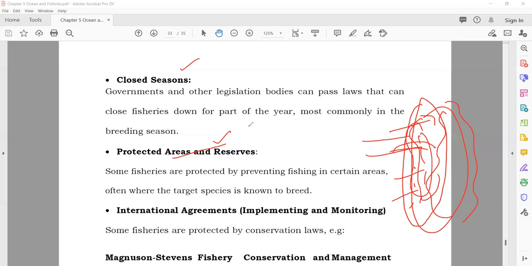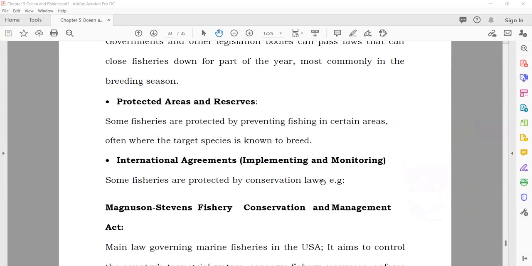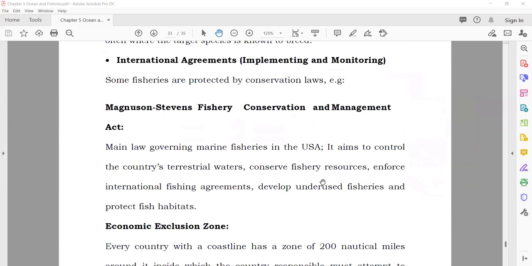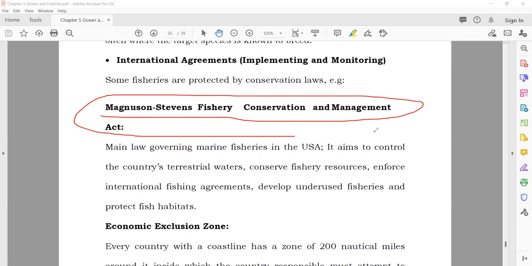This is one thing. After that, international agreement, not only nationally but internationally. The countries should form an organization and make some decisions so that they can make some kind of agreement which can reduce overfishing. And they have given this one, so please remember this act. In the exam, if they ask for an example, you can give this one: the Magnuson-Stevens Fishery Conservation and Management Act, which is in the USA. You can give at least one example.